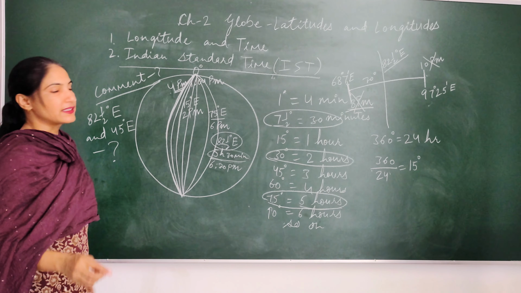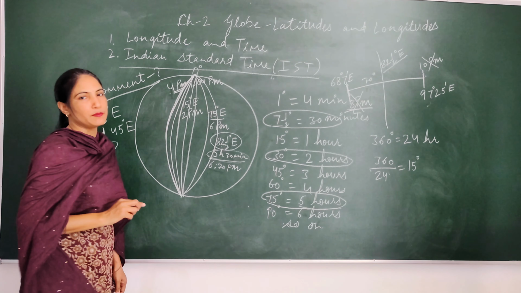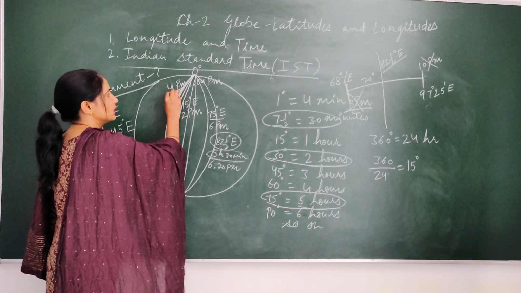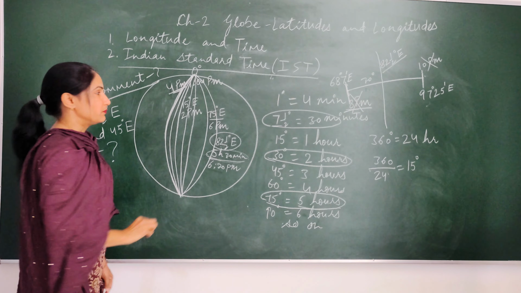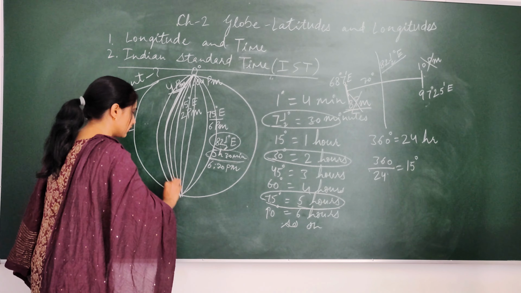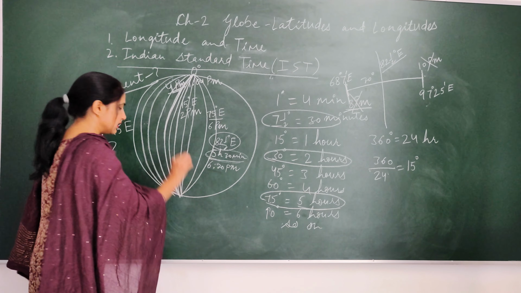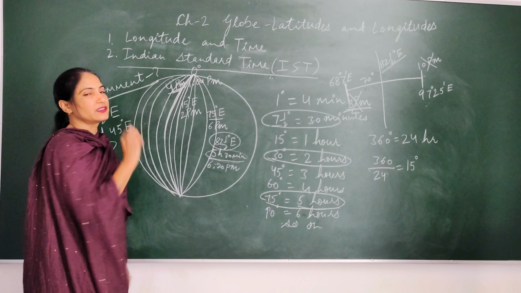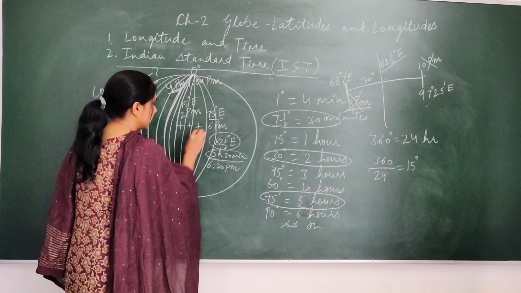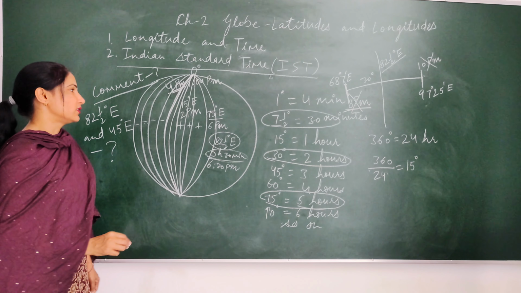The next thing that I am telling you: this is all about the Eastern Hemisphere, where we add the time to Greenwich Mean Time. If the time is asked for the Western Hemisphere, how can we calculate it? It means we are going to subtract from the time of Greenwich. Here we add the time, and in the Western Hemisphere we subtract the time.